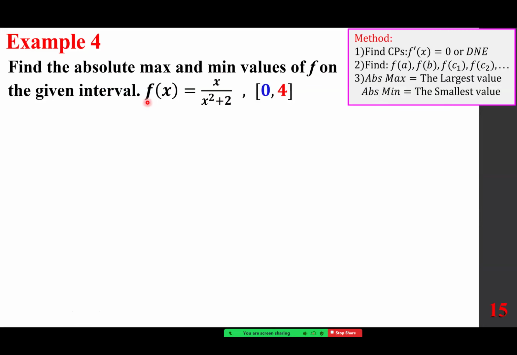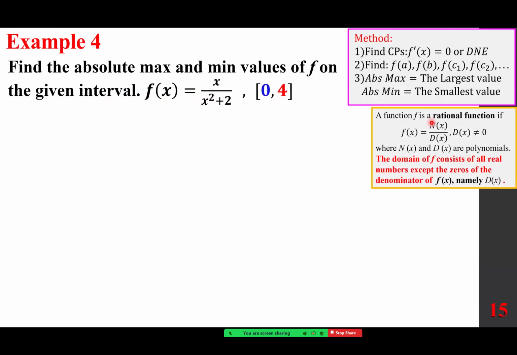Find the absolute max and min values for the function f of x equals x over x squared plus 2 in the interval of 0 to 4. First and foremost, let's discuss the type of function. This type of function is a rational function.